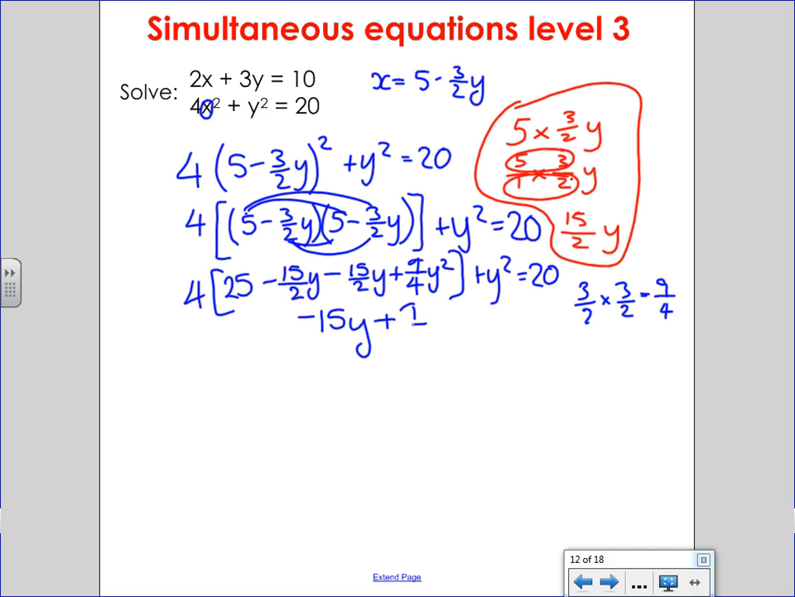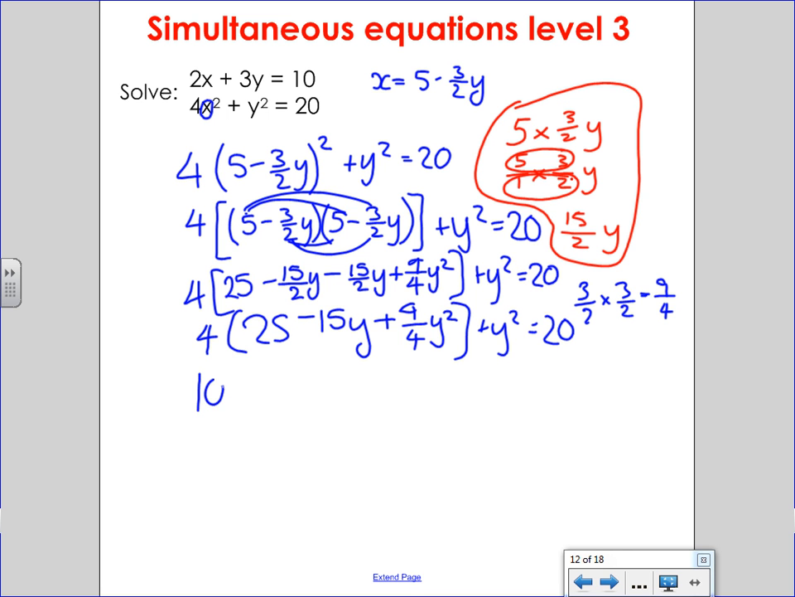So that's what's inside our big bracket, isn't it? And we're going to multiply that by 4. And the 25. So all of that has got to get multiplied by 4. And then another one. And then, always keep the whole equation going so we don't lose little bits along the way.